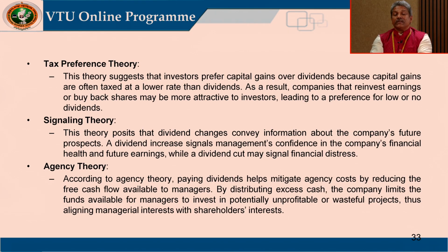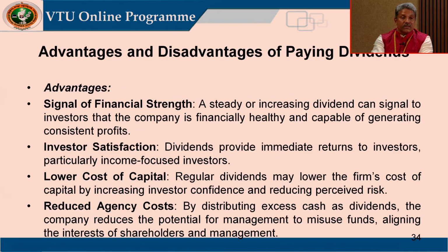Agency theory says that if money is retained in the business, then management will be forced to reinvest that money. They need to find investment opportunities, and often they may end up investing in unprofitable or wasteful projects which won't generate any positive returns. So, that is another dividend theory.